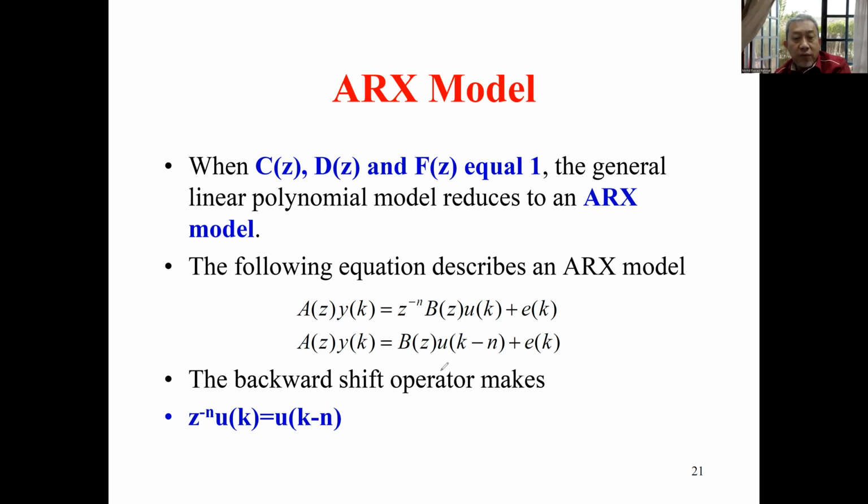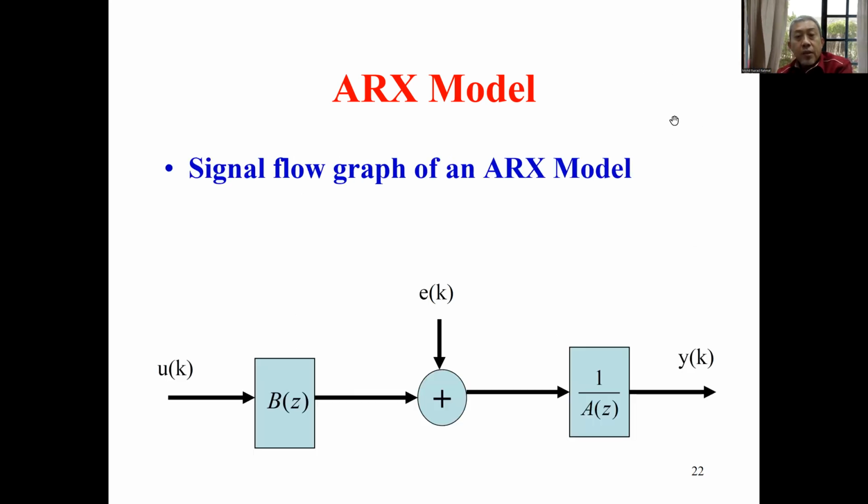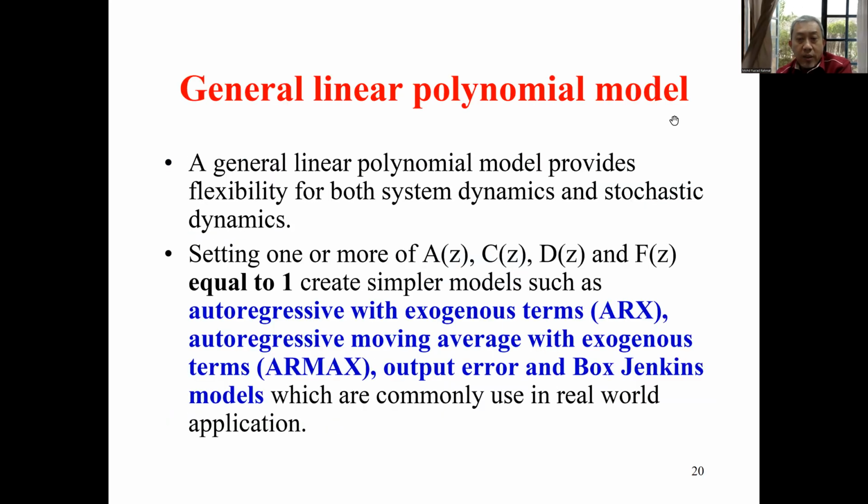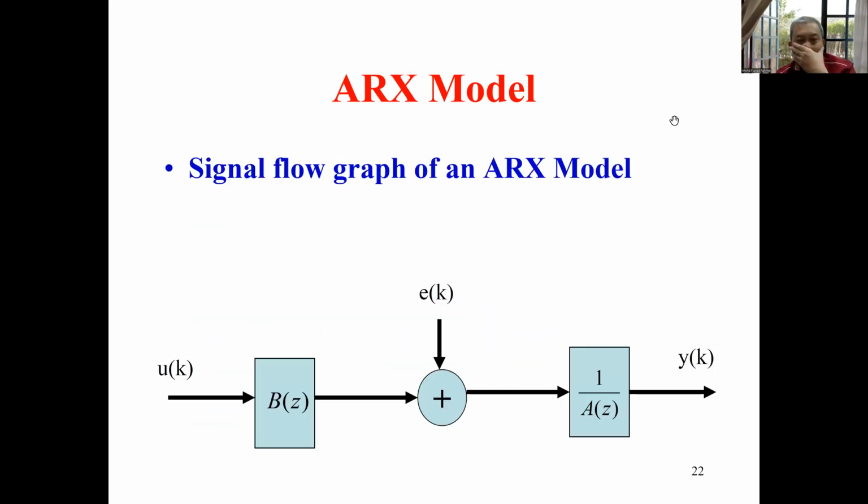The backward shift operator will make it like this: Z minus N U(K) equal to U(K minus N). That's why you can see that between these two equations they are actually the same, but the way we write it is B(Z) U(K minus N). So it will become like this when you assume C, D, and F equal to 1. The signal flow graph of the ARX model will become like this.